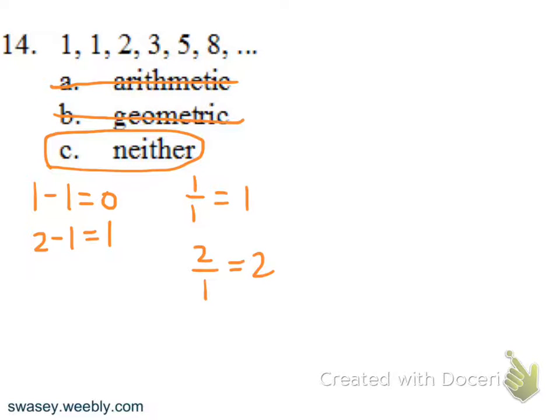Now, just because it's neither doesn't mean there's not a pattern. The pattern here is you add the previous terms, the previous two terms, I should say. So 1 plus 1 gives us 2. 2 plus the 1 gives us 3. And then 3 plus 2 gives us the 5. And then 3 plus 5 gives us the 8, and so on. It's called the Fibonacci sequence, but it does not fit arithmetic or geometric, so we say neither.